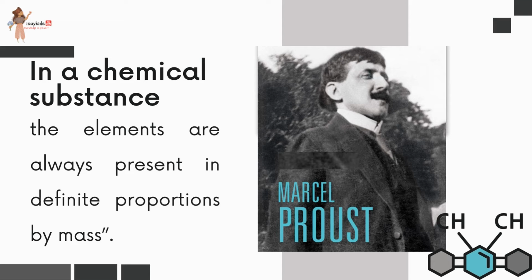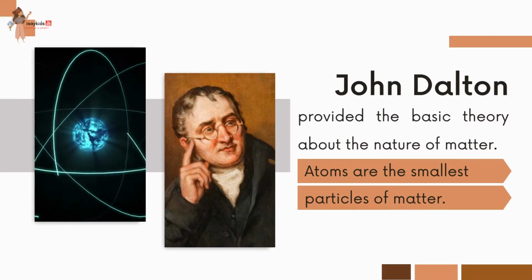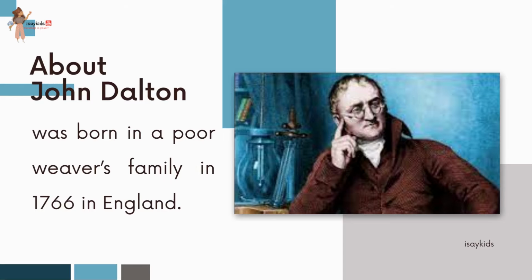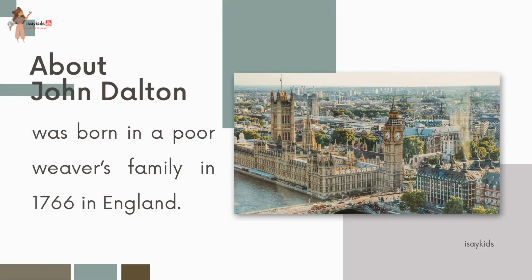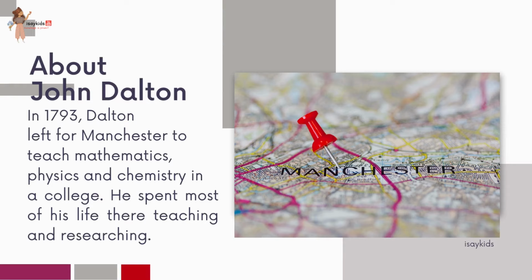The next problem faced by scientists was to give appropriate explanations of these laws. British chemist John Dalton provided the basic theory about the nature of matter. John Dalton was born in a poor weaver's family in 1766 in England. He began his career as a teacher at the age of 12. 7 years later, he became a school principal.